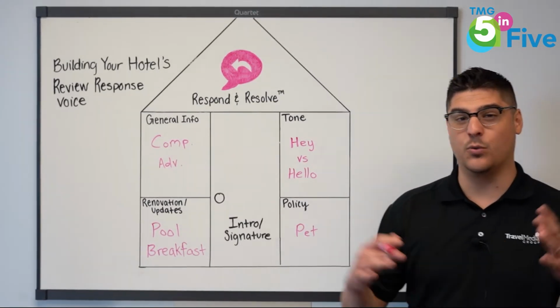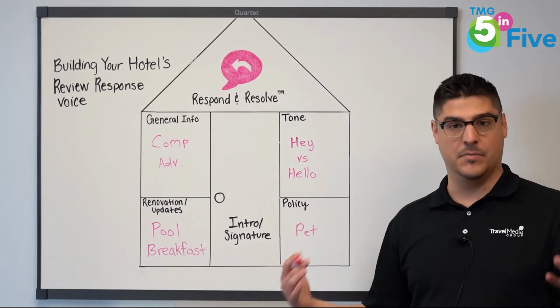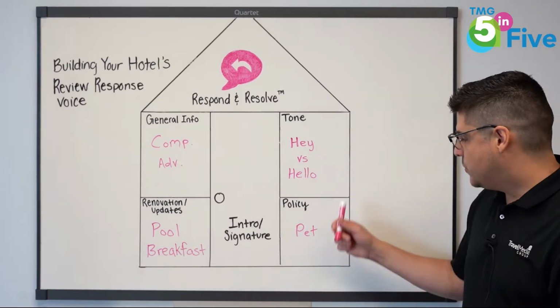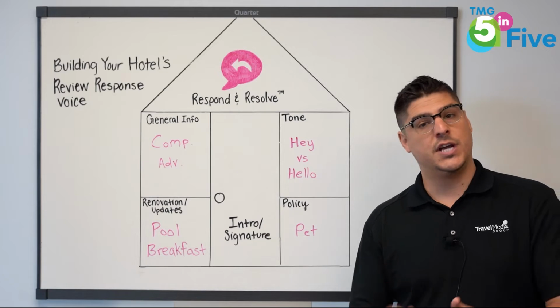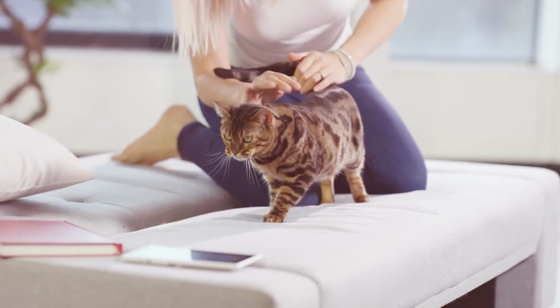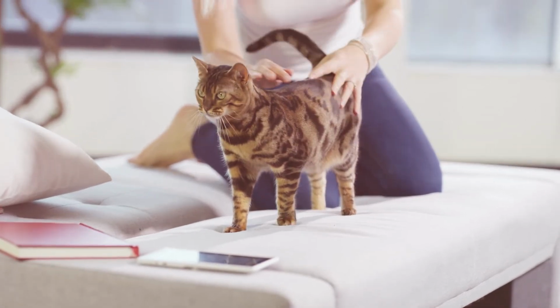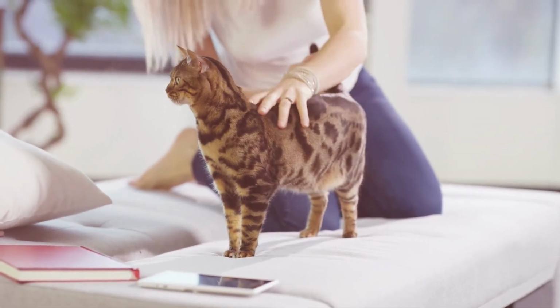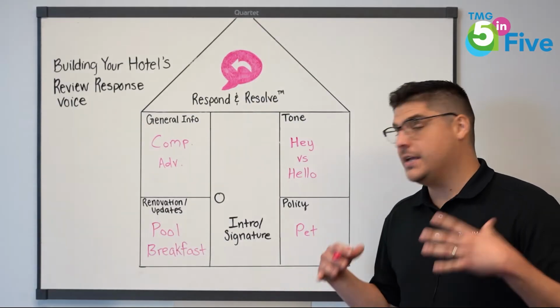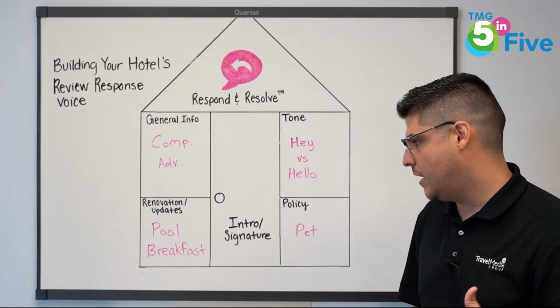Next, something that's not really going to change as much. Policies, right? So I put pet policy here, your check-in, check-out. Some of these policies that might be able to be explained over review response is a great way to start setting expectations and avoid any unexpected surprises from the guests that are coming to the property.